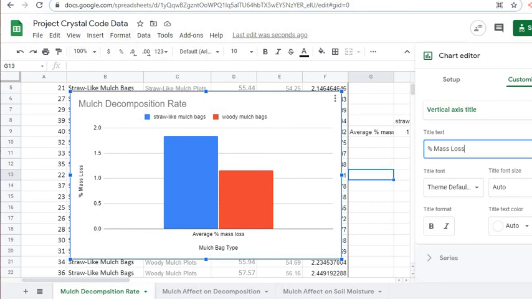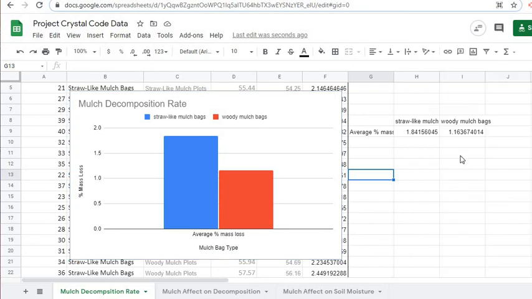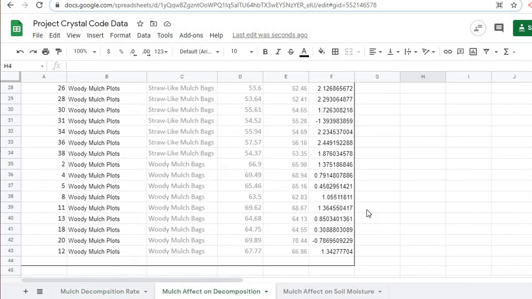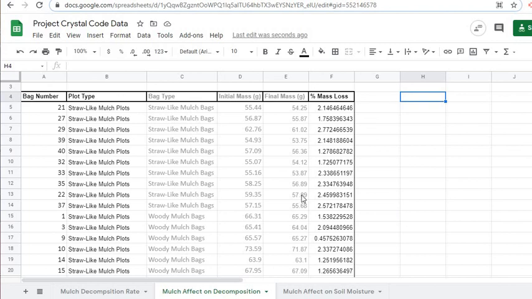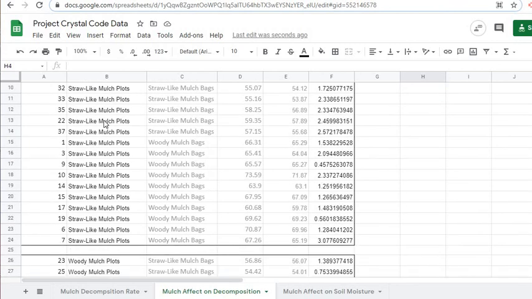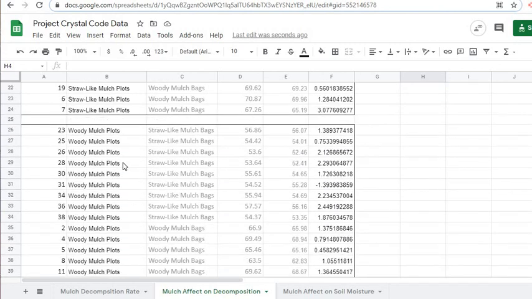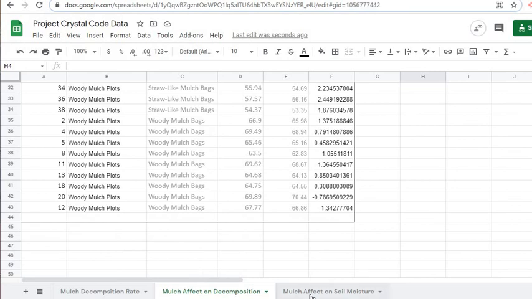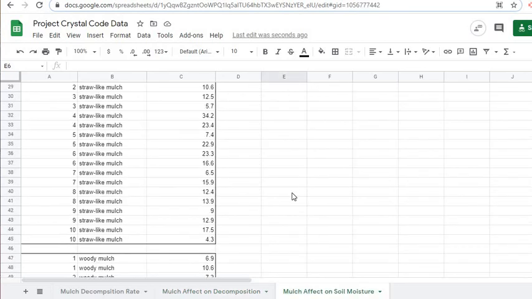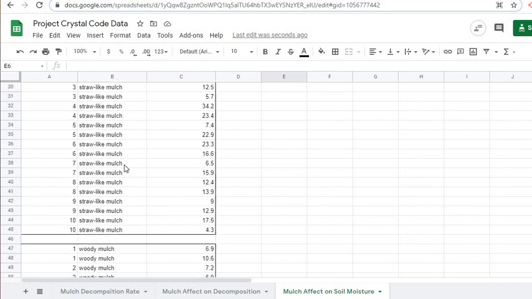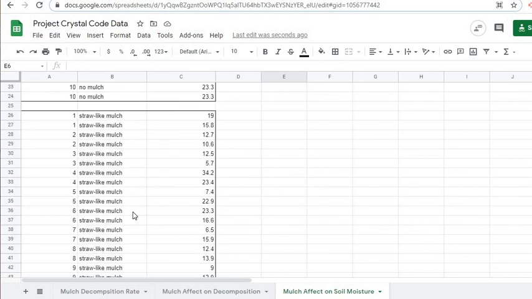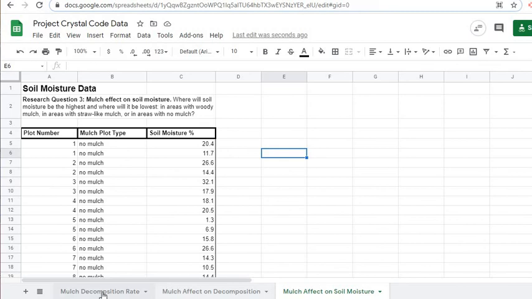So what you're going to do is go ahead and create your own graph from your mulch decomposition rate data, and then also do the same thing for mulch's effect on decomposition, to see if we can figure out on average if our bags decompose more in straw-like mulch plots versus in woody mulch plots, as well as for soil moisture. Was the soil moisture higher in no mulch plots, straw-like mulch plots, or woody mulch plots? So go ahead and make all three graphs.